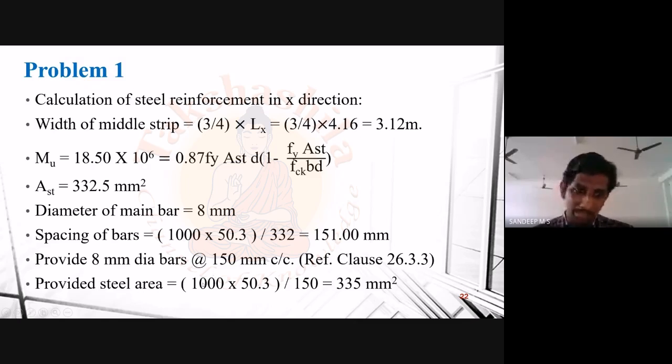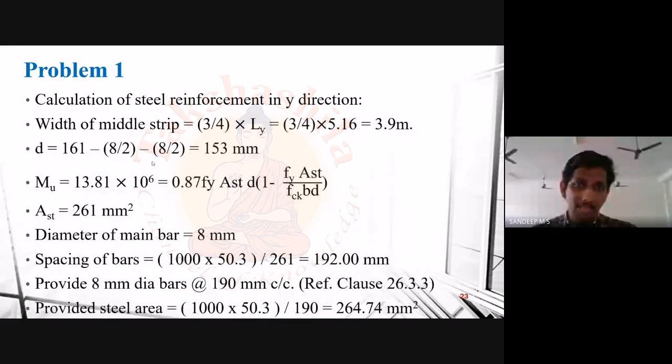Okay. Now the provided area will be coming around 335 mm², and since we have made assumptions regarding the overall depth in the initial stage, we can refer to Figure 4 and show that this case is satisfactory under the control of deflection criteria. Okay, I am not repeating that procedure here.